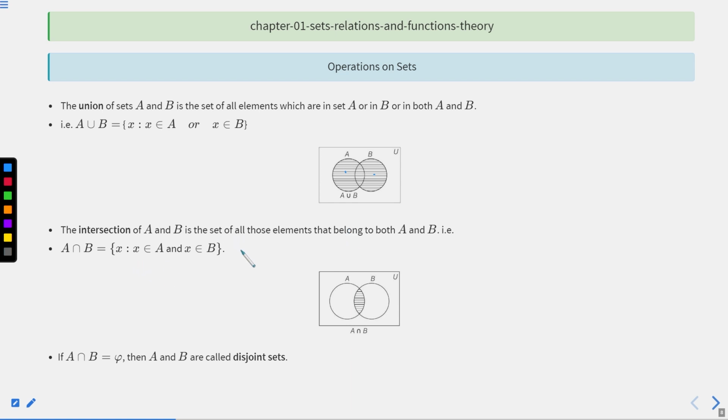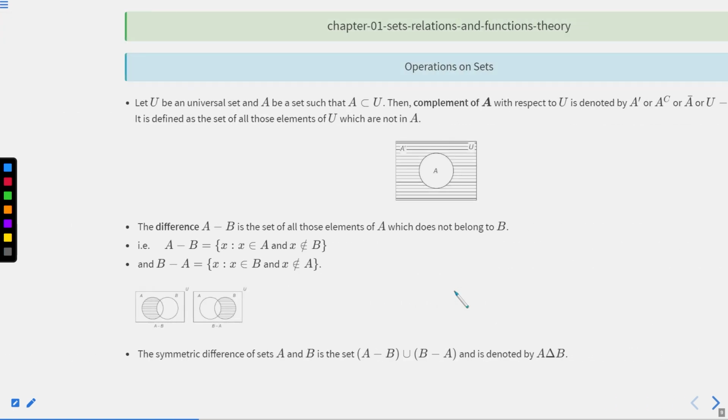The intersection of A and B is the set of all those elements that belong to both A and B. That is, A intersection B is equal to {x such that x belongs to A and x belongs to B}. So A intersection B is the set of all common elements of A and B, and it can be denoted by this region in the Venn diagram. Suppose A intersection B is equal to phi, that is, there are no common elements, then A and B are called disjoint sets.